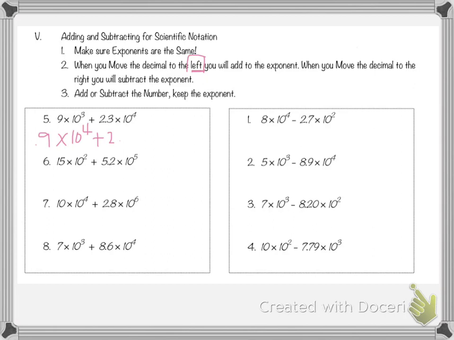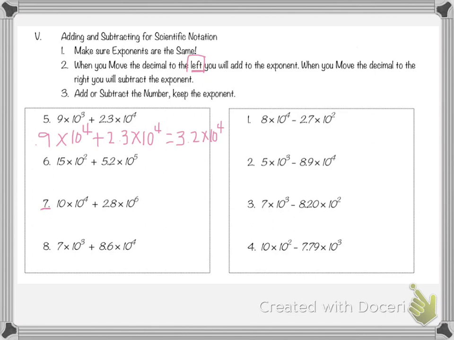Sorry. Okay, and so now here you will just add those two numbers. So 2.3 plus 0.9 is going to be a 3.2 times 10 to the fourth. Okay. All right. So let's look at number 7 here.